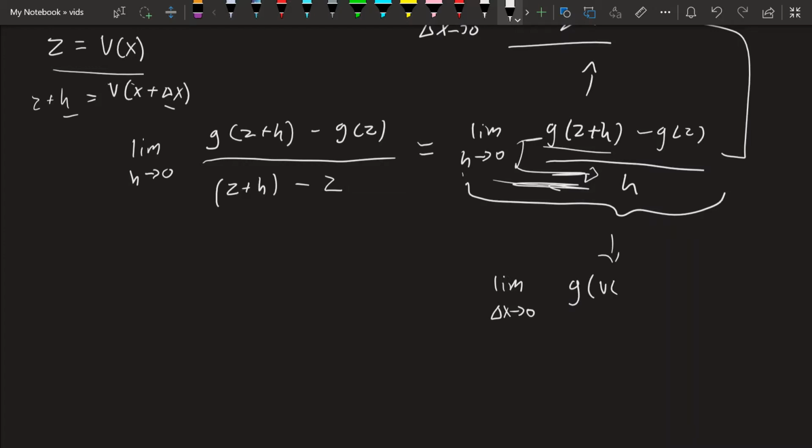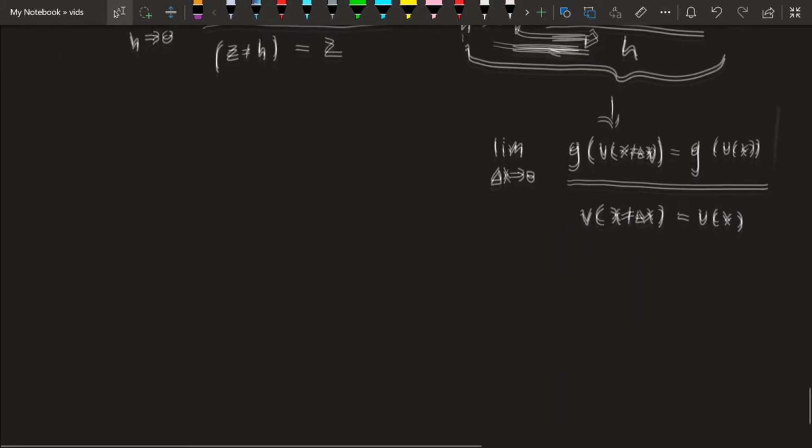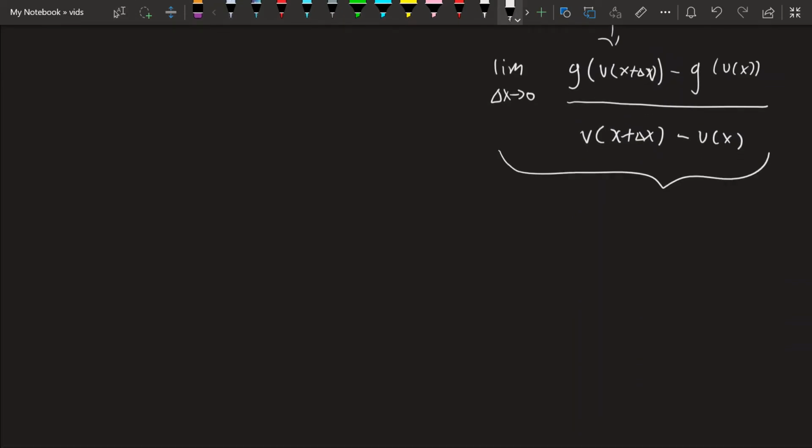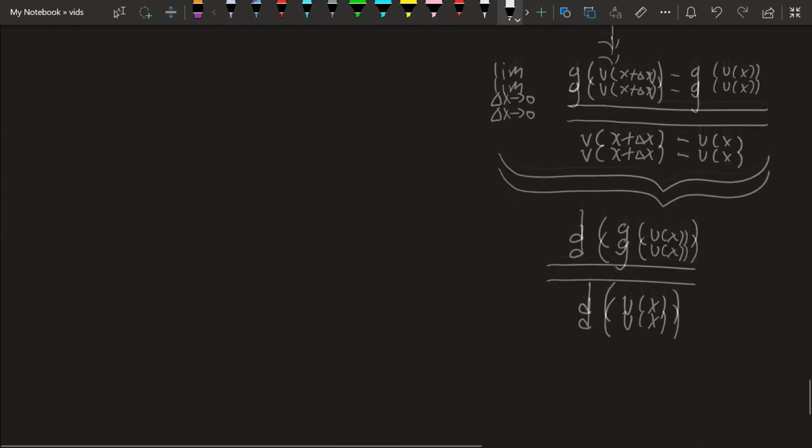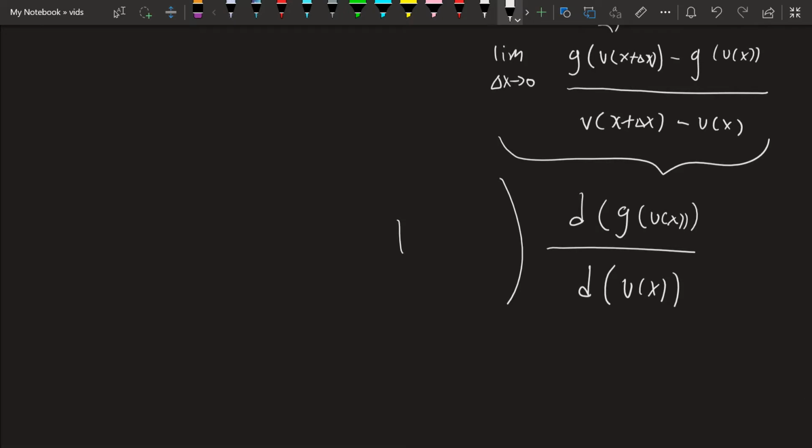Now you got the general idea, right? I'm just going to substitute everything back. So now we have the original equation, minus v of x. We have the equation back. So we can define this as the derivative of g of v of x with respect to v. This is exactly how we define it. And then let's scroll back up, and don't forget v prime of x, multiplied by v prime of x.